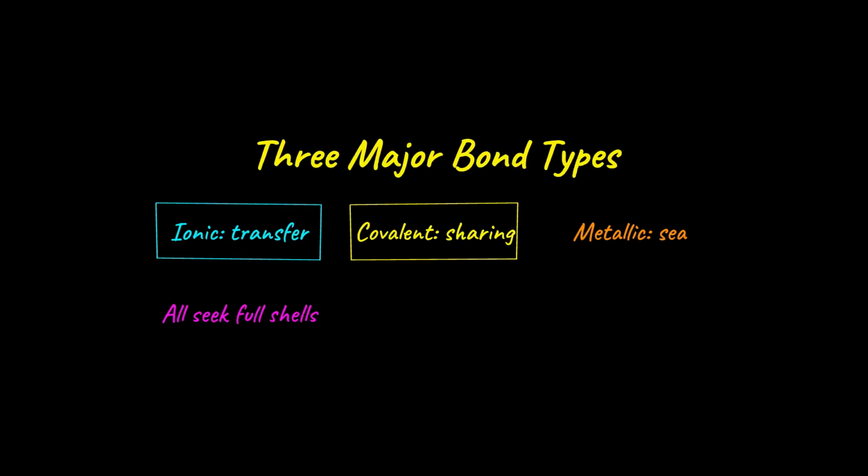Covalent bonds share electrons between atoms. Metallic bonds release electrons into a delocalized sea. In every case, atoms are trying to achieve a stable, full outer electron shell, the octet rule. Covalent bonds scale with how many electron pairs are shared. A single bond shares 1 pair, a double bond shares 2, and a triple bond shares 3.